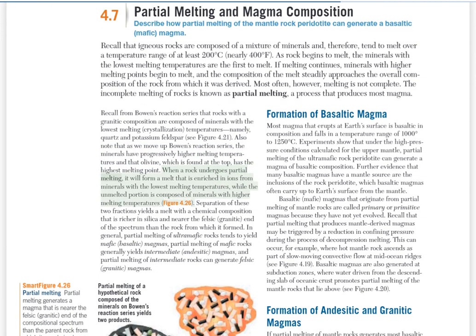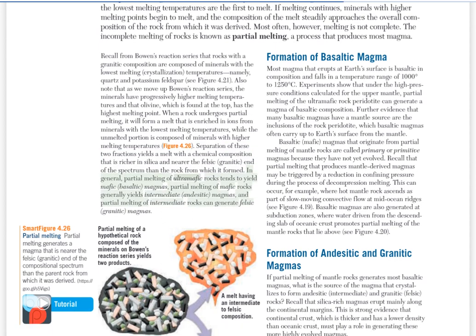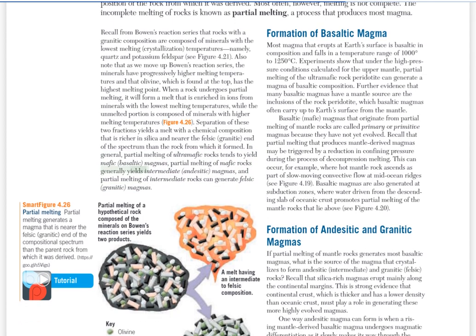When a rock undergoes partial melting, it will form a melt that is enriched in ions from minerals with the lowest melting temperatures, while the unmelted portion is composed of minerals with higher melting temperatures. Separation of these two fractions yields a melt with a chemical composition that is richer in silica and nearer the felsic end of the spectrum than the rock from which it formed. In general, partial melting of ultramafic rocks tends to yield mafic magmas, partial melting of mafic rocks generally yields intermediate magmas, and partial melting of intermediate rocks can generate felsic magmas.